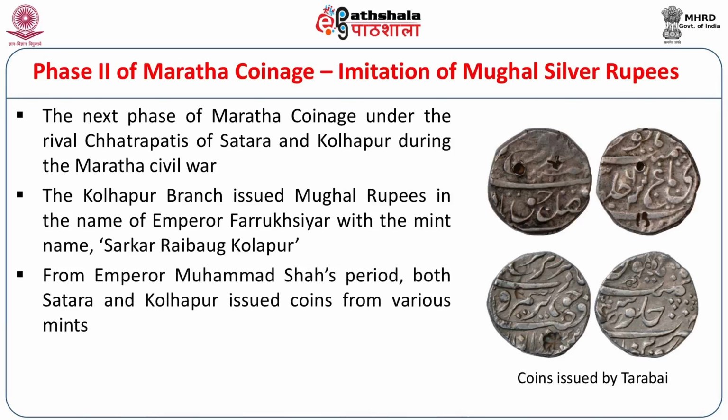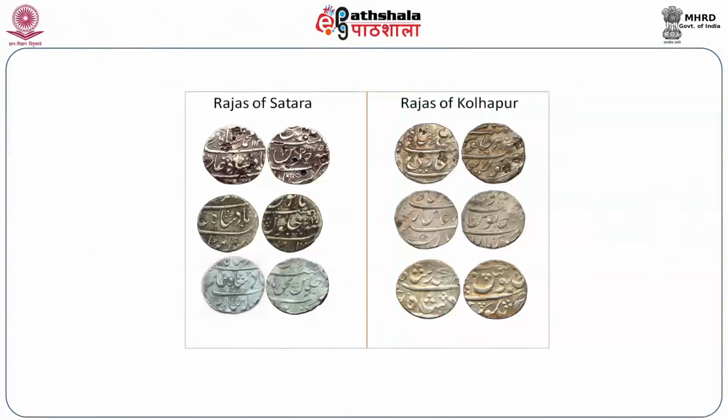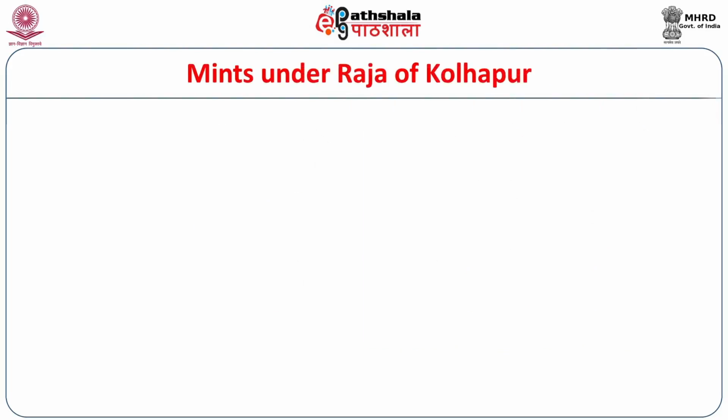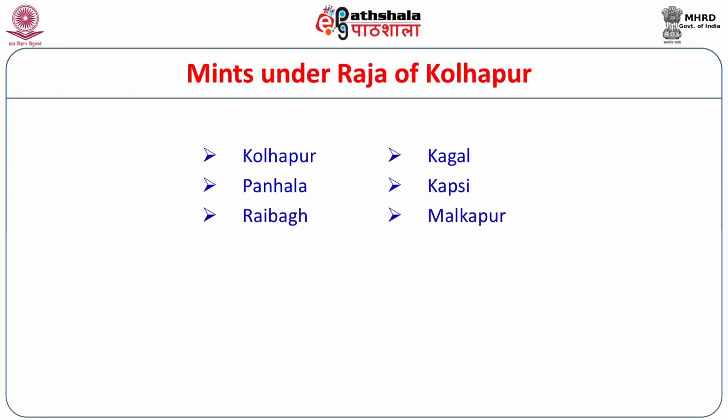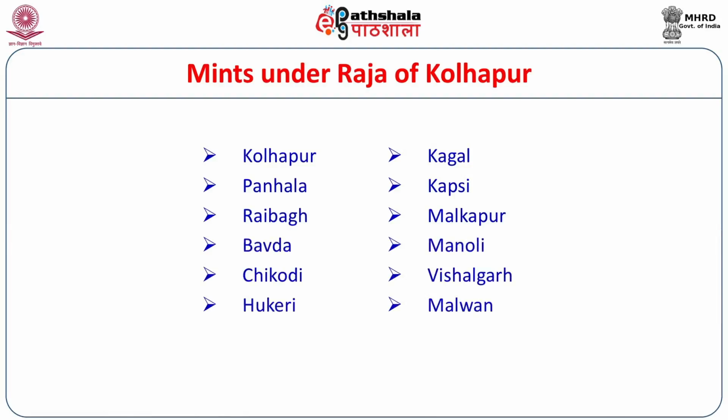From the period of Muhammad Shah, we find even the Satara branch going on to issue coins of the Mughal type from various mints. Thus, we find the Rajas of Satara and Kolhapur having their own coins copied or minted with the Mughal permission in the middle of the 18th century. Various mints have been named of this period under the Rajas of Kolhapur. These are Kolhapur, Kagal, Panhala, Kapsi, Raibag, Malkapur, Bavda, Manoli, Chikodi, Vishalgarh, Hokeri and Malvan.